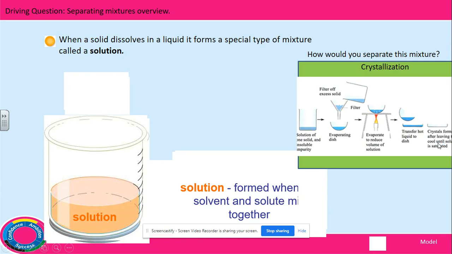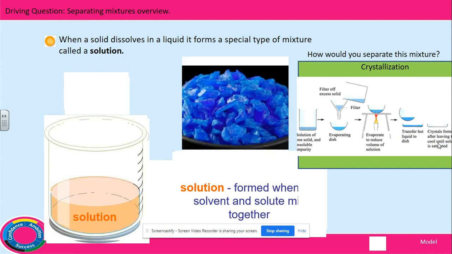Now, what will the crystals look like? This is what the blue crystals would look like. Now, remember, not all chemical reactions can be reversed. So remember we started with a powder, now we ended up with a crystal. But this is what crystallization is. This is how we would separate the solution to get a solid.